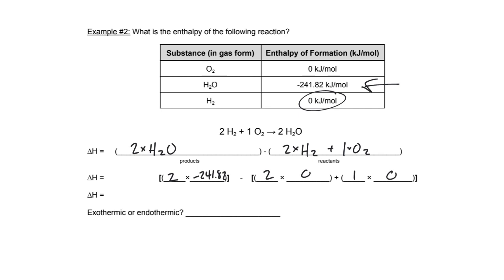So now all we need to do is 2 times negative 241.82. Got to whip out my calculator for that one. And that is going to get us negative 483.64. And then from that, we are going to subtract 2 times 0 plus 1 times 0, which is 0. So for that one, we're going to get negative 483.64. And again, we have a negative number. Negative means that our energy is leaving the system. And since it's leaving the system, it's being subtracted from the system, it's exiting. That is, once again, exothermic.